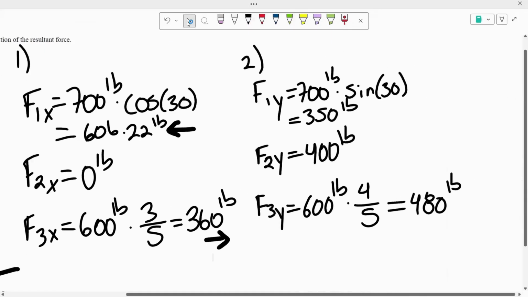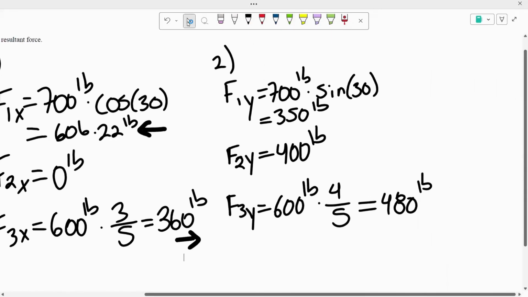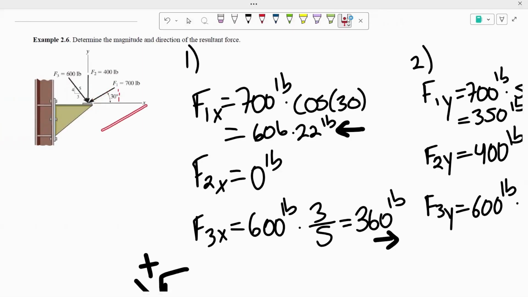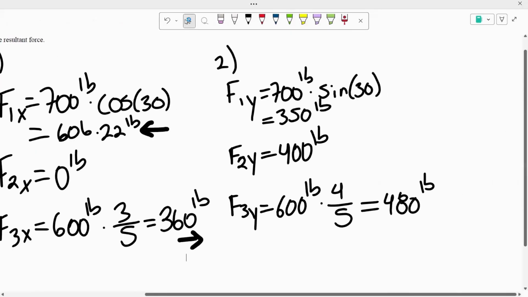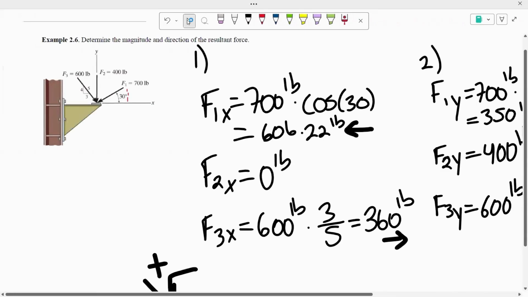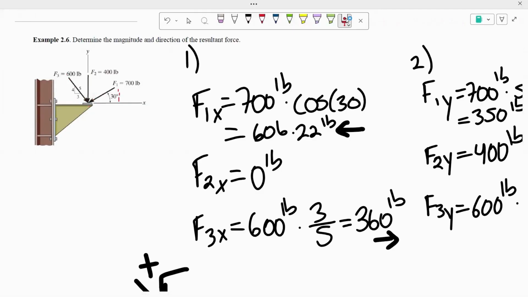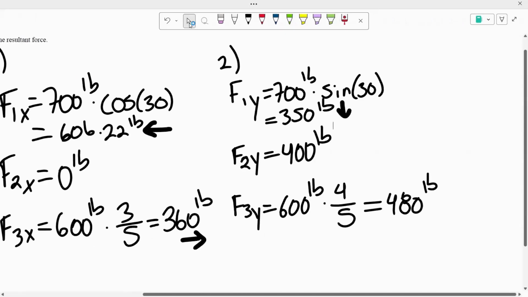Now, as for our vertical components, F1 of y, we could see that F1 is going down as compared to going up. So that's why that's going to be 350 pounds going down, as well as our F2 and F3. They're also going down as compared to going up. So that's why the 400 pounds are also going down, and the 480 pounds are also going down.